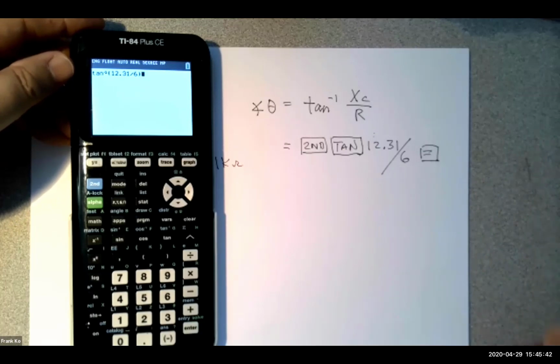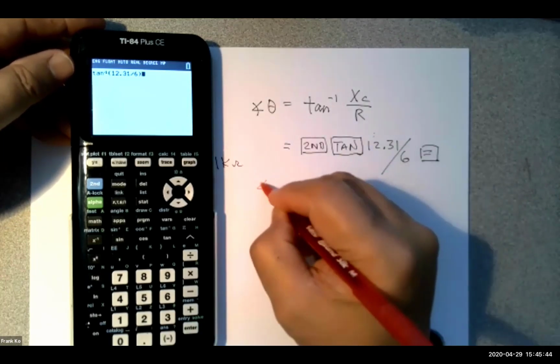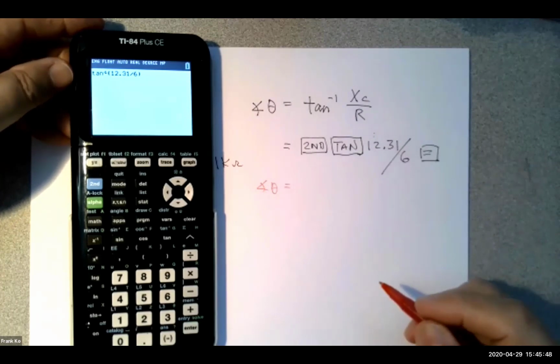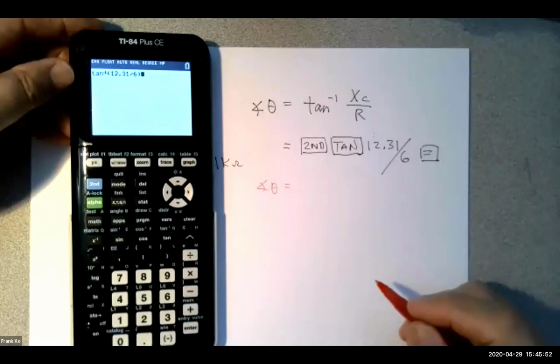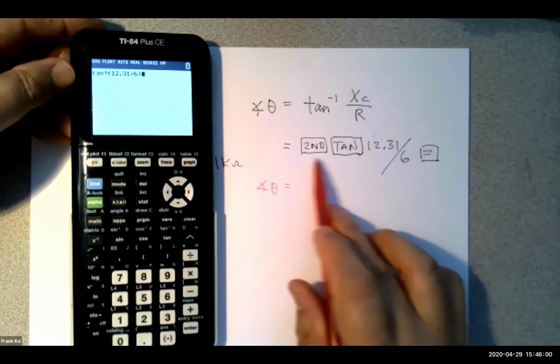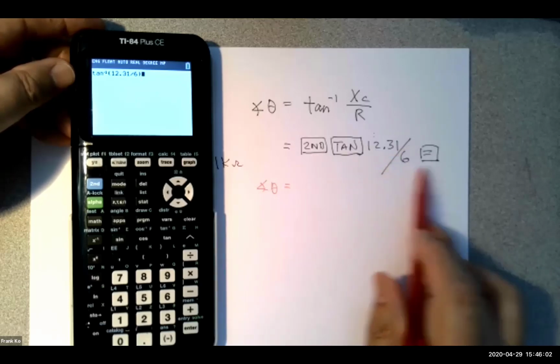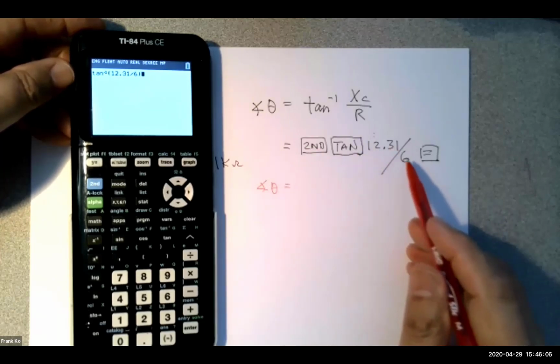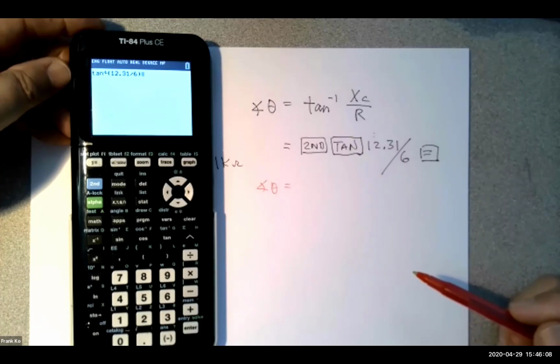So the question goes to angle theta. Rolando, what does that show you? You're doing second tangent, inverse tangent, 12.31 divided by 6 equals. That's all there is. 1, 2, 3, 4, 5, 6, 7, 8, 9, 10 keystrokes.